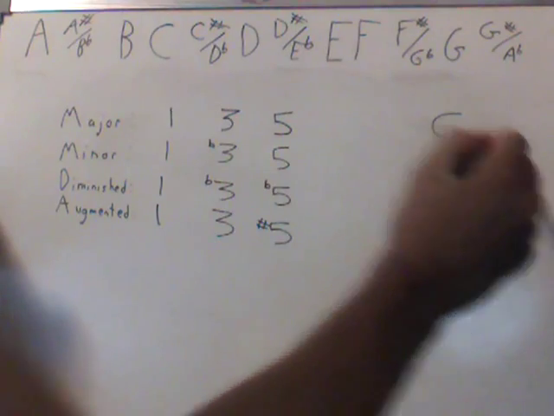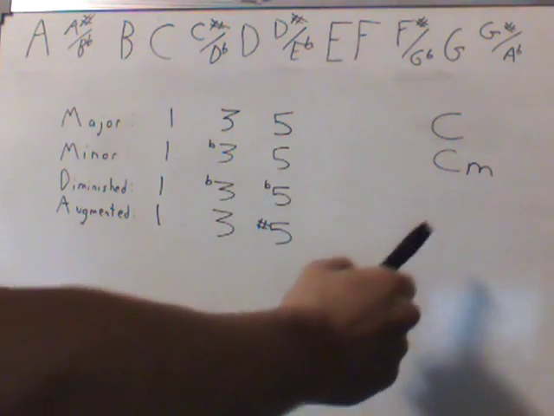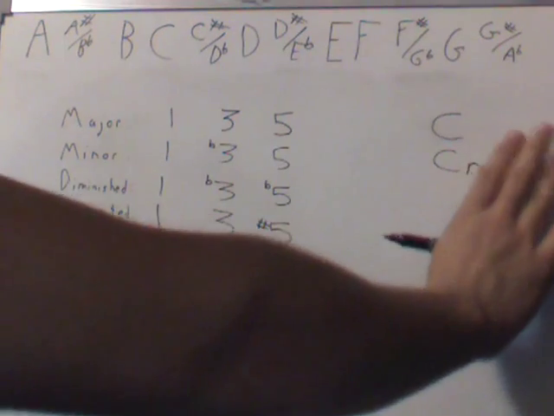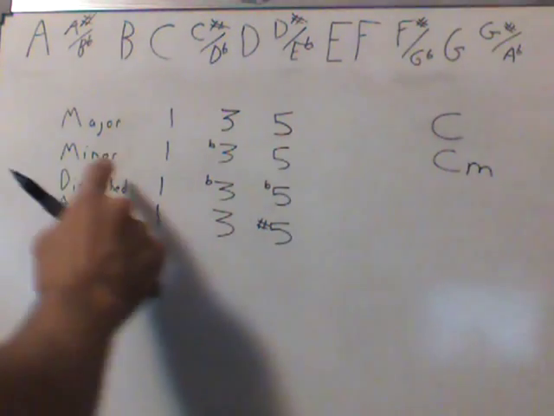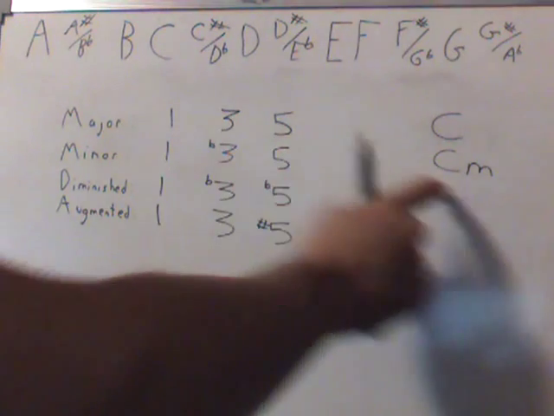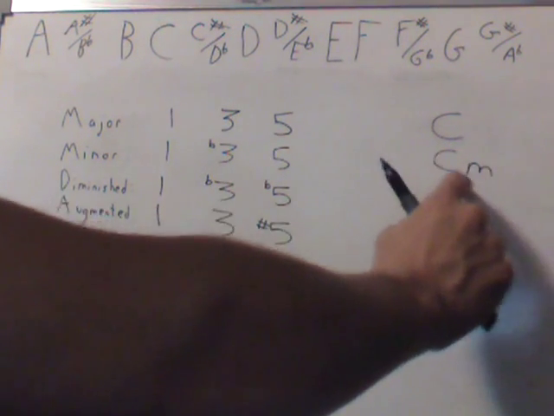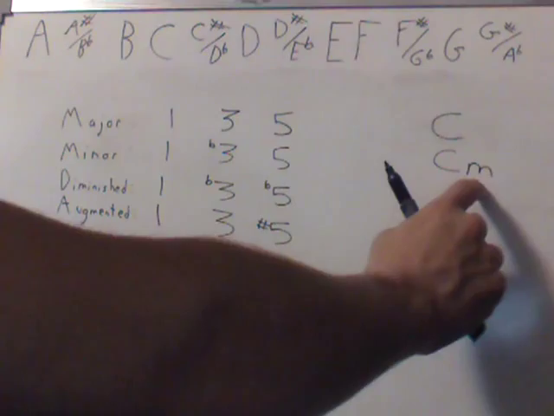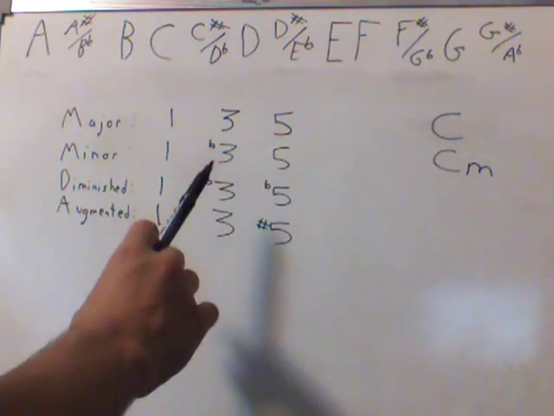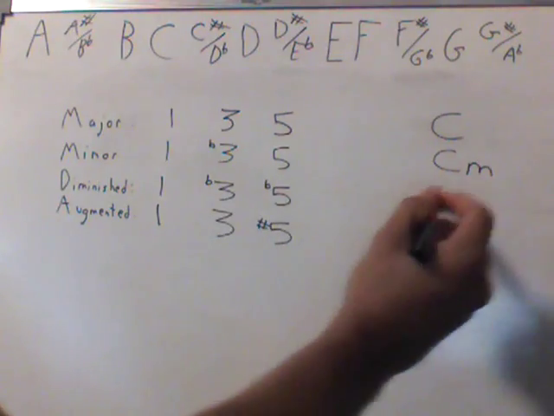Now what does this mean right here? This means that we have a C major triad, but we're making it a minor. And we know that in order to make a chord minor, we have to flat the third. So this is what this is telling us. This is telling us to flat the third, to make it a minor chord. Okay? A diminished chord is flat 3 and flat 5.